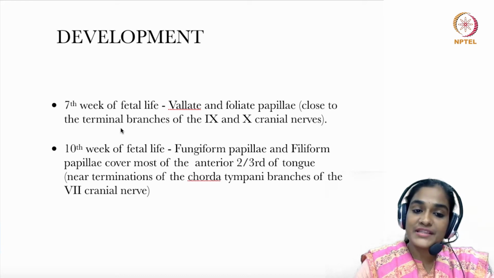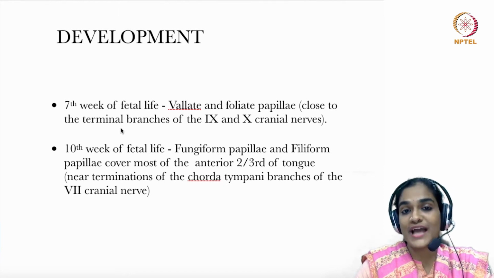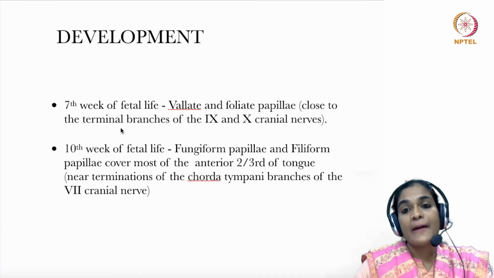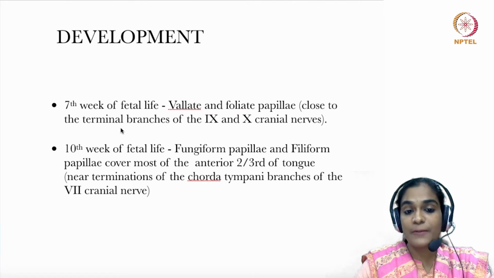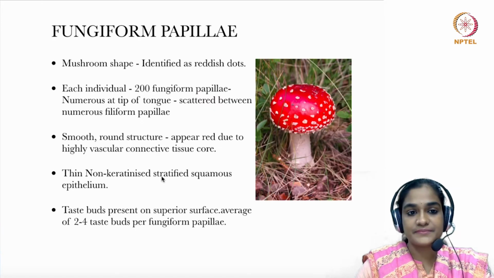At about the 7th week of fetal life, the circumvallate and the foliate papillae develop very close to the terminal branches of the glossopharyngeal and the vagal nerves. By the 10th week of fetal life, the fungiform and the filiform papillae cover almost the entire anterior two-thirds of the tongue. They are seen developing near the terminal branches of the chorda tympani, which is a branch of the facial nerve.